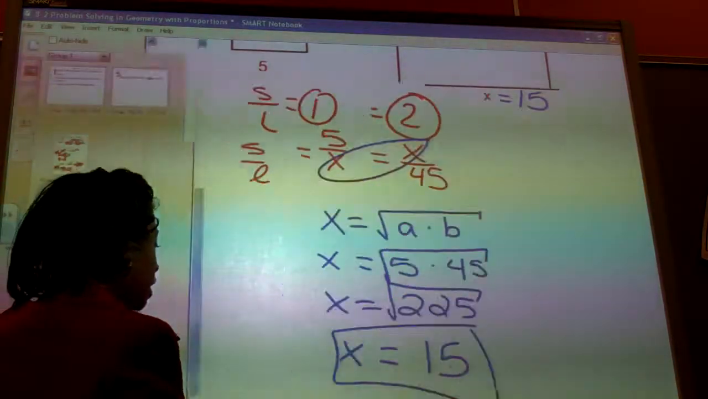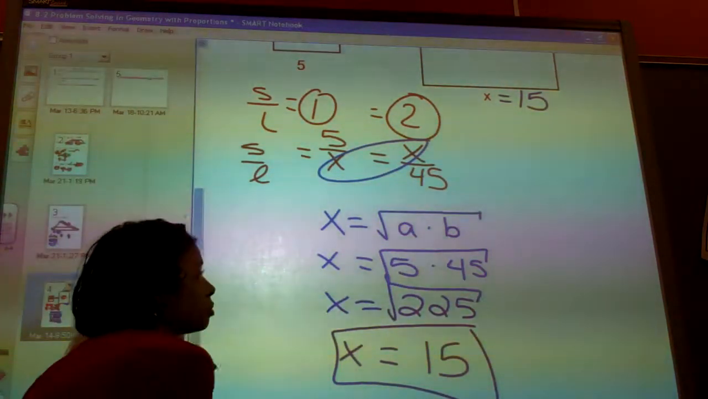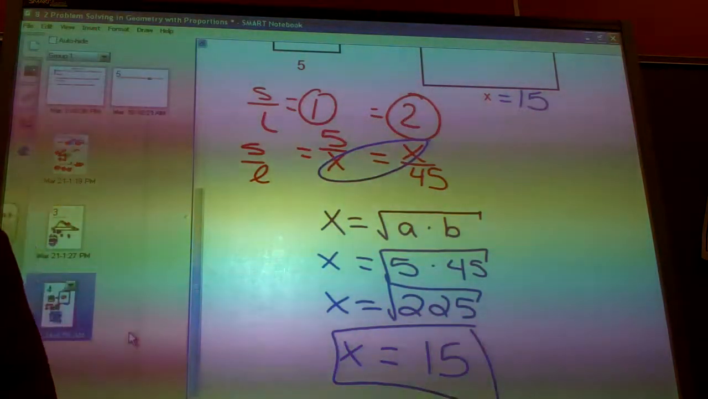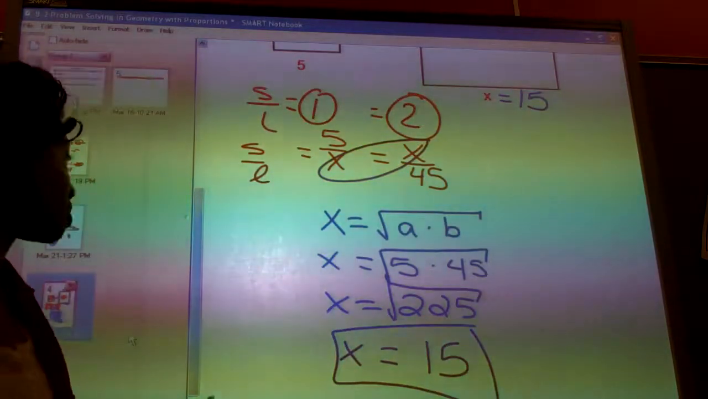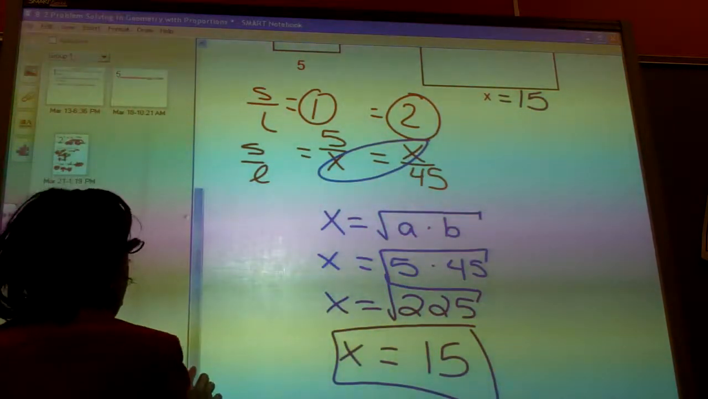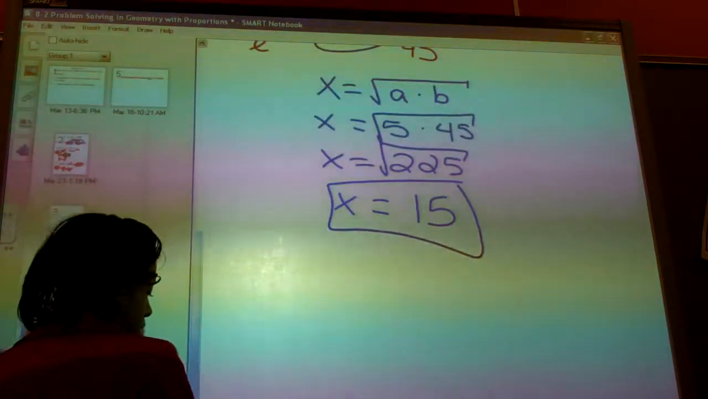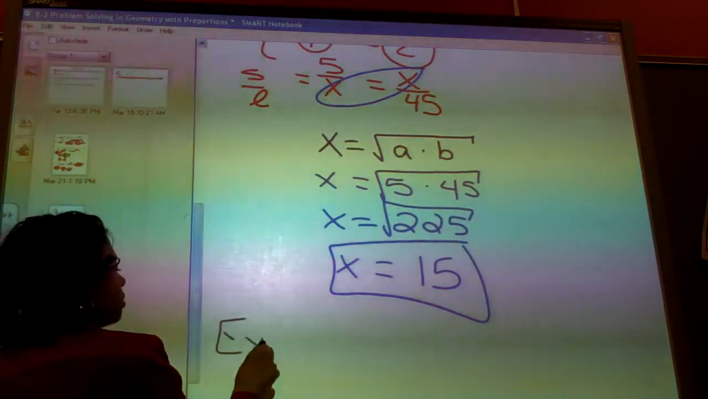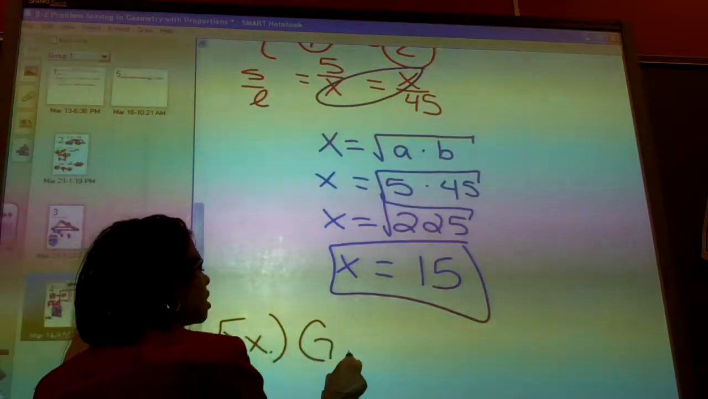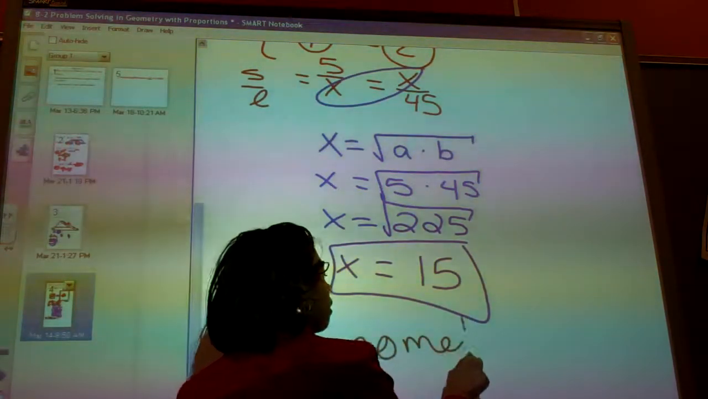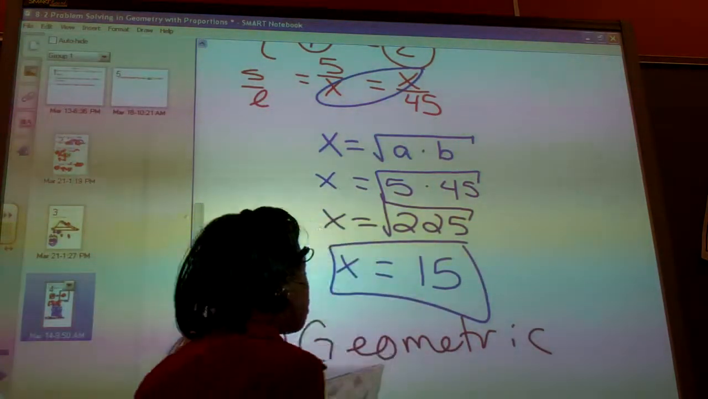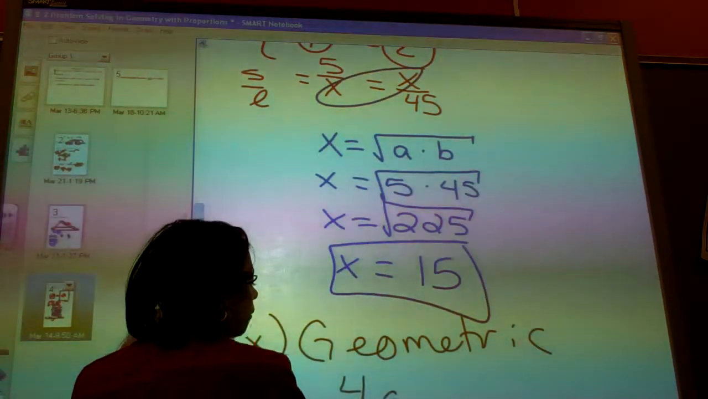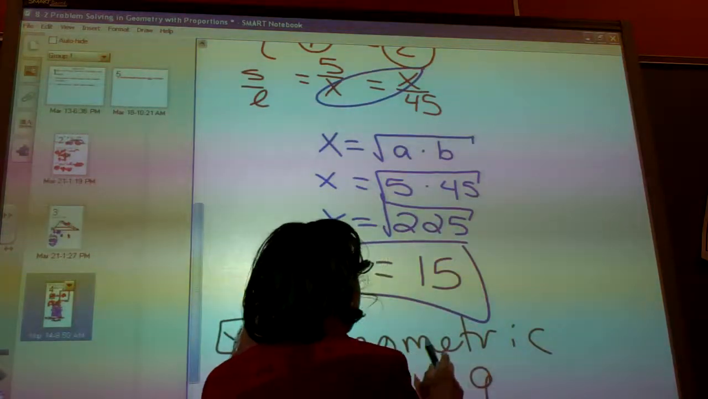I'm going to scroll back down so that you can get that copy. And then I'm going to do a brief example, another example. All right, let's try another example here. Let's just say we were asked to give the geometric mean for the following values. Let's go 4 and 9.